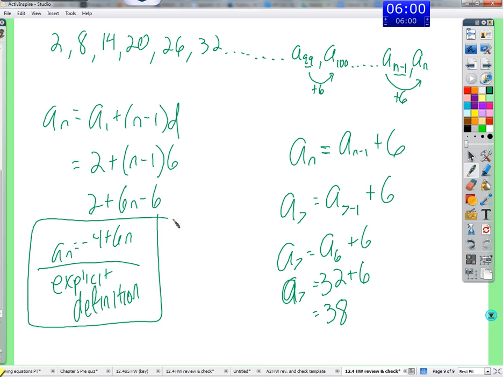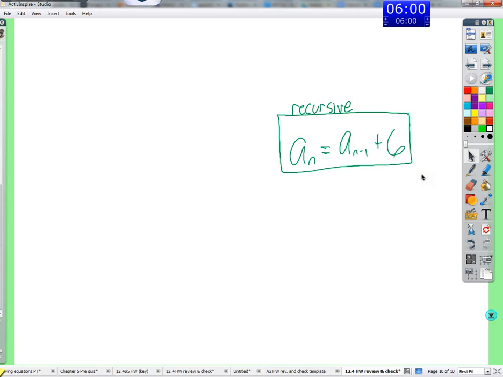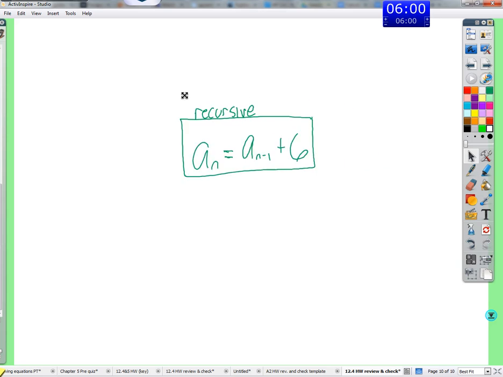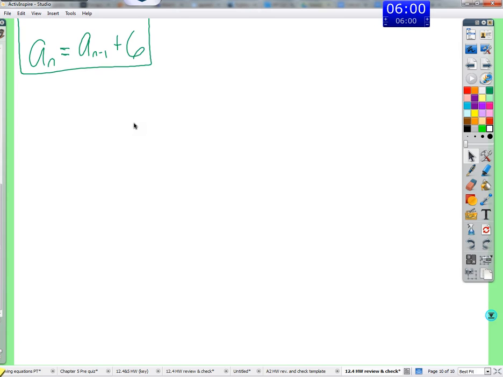Okay, and this is part of a recursive definition. This is what I want you to think about. Let's go to the new page and paste this in here. If I only give you this rule, could we construct an explicit rule? Well, not necessarily. You can't necessarily construct an explicit rule just because you have a recursive definition.